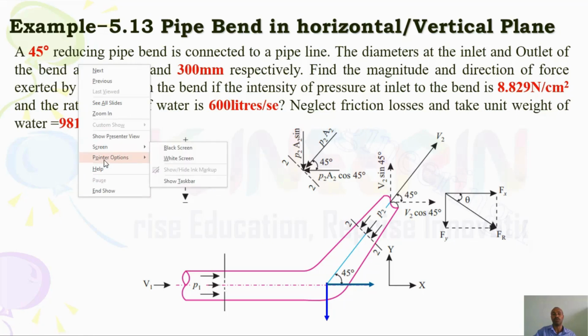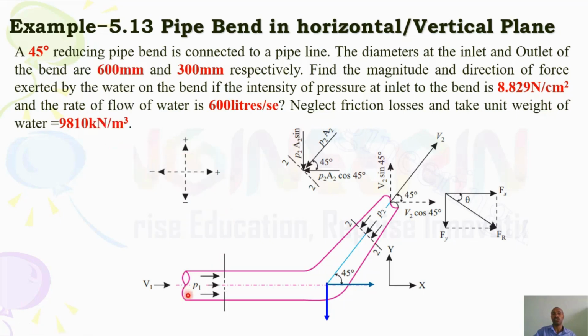Now how do you compute? Let us see. This is the inlet section. Then there is a bend of 45 degrees in this direction, but the cross-section is 300 millimeter at exit. So what will happen? If the intensity of pressure is given at inlet, and the flow rate is also given, then what will be the intensity of pressure at outlet? You can compute. What you are asked is the magnitude and direction of the net force.